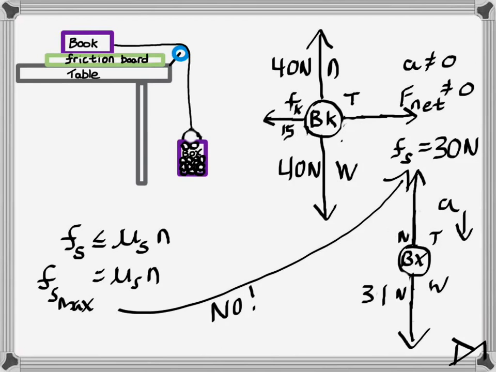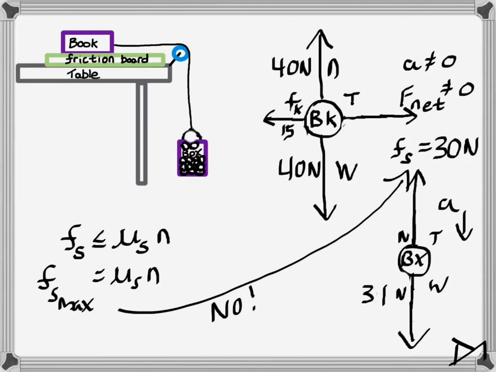So that means the tension at 30 newtons must be greater than the friction. But as soon as the thing starts moving, this friction is no longer static. Kinetic friction is less than static. Usually it's about half. So let's pretend the kinetic friction is now 15 newtons. So my tension is greater than 15 newtons, so the book slides with some acceleration.